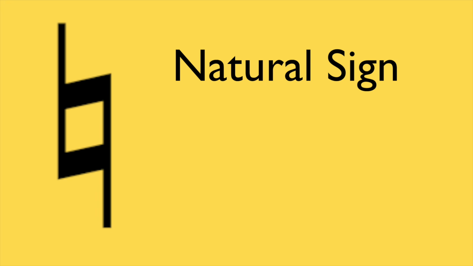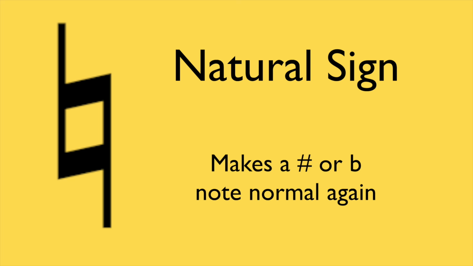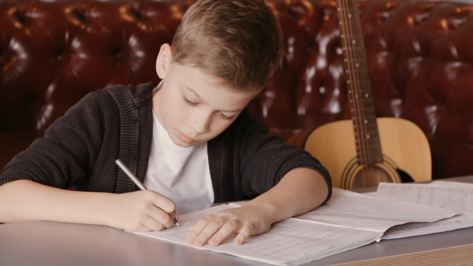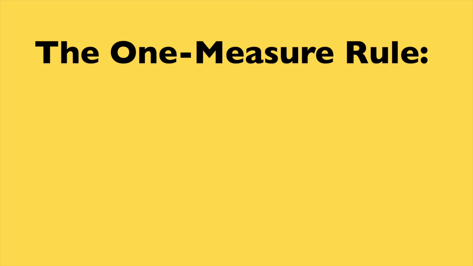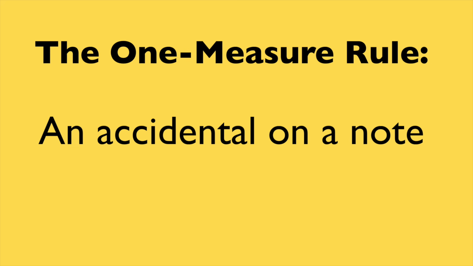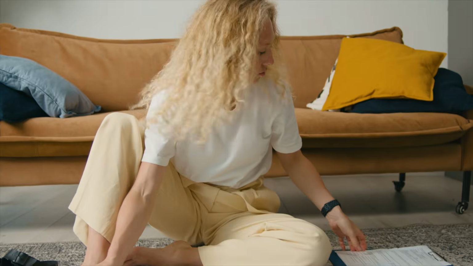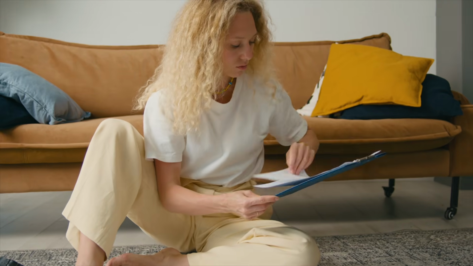The natural sign returns a note that is sharp or flat back to normal, and you would need to do that because of a weird little rule in music which we call the one measure rule. An accidental on a note lasts an entire measure. It's weird and a little confusing, so let me explain.